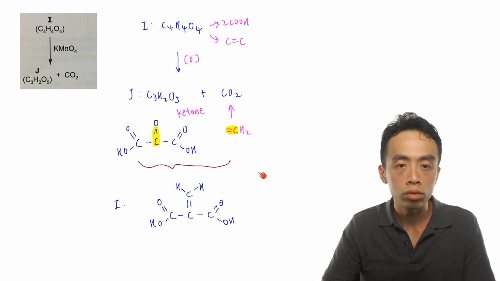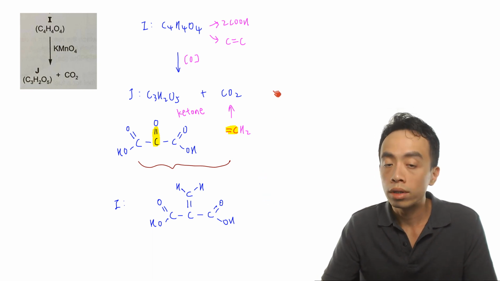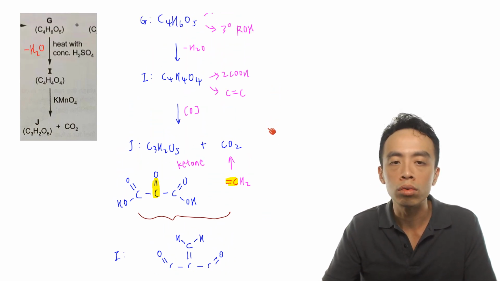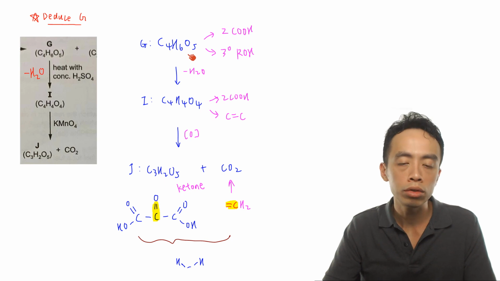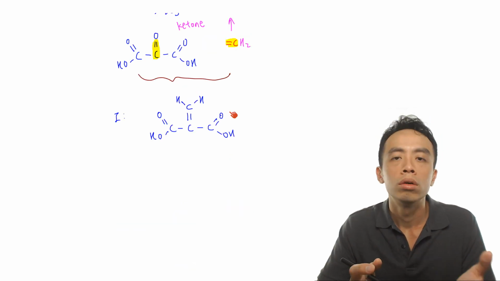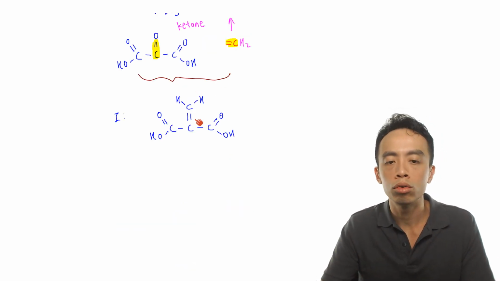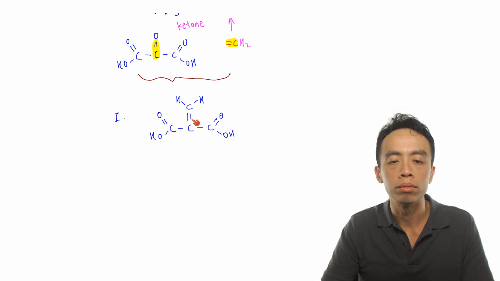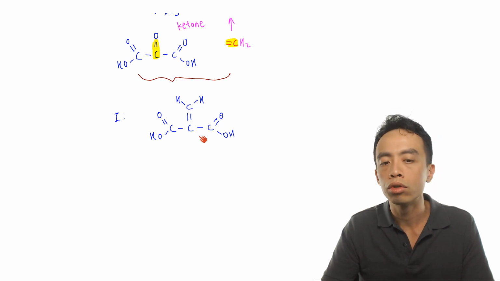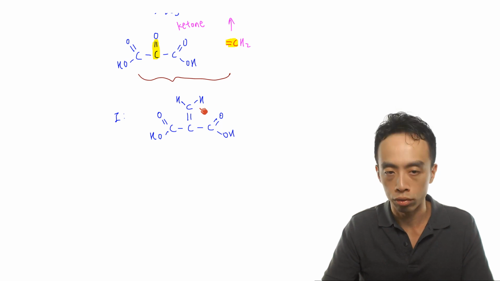Now, we also need to go back, because once I've identified I, I also need to work backwards and try to solve for G. Now G is an alcohol, and then it undergoes an elimination reaction to form the alkene. So what we will need to do is, we will need to put back water to I to form back G, which is an alcohol. Now actually there are 2 places where I can put the OH group, but remember G is a tertiary alcohol, so the OH group has to come here and the hydrogen has to come here.